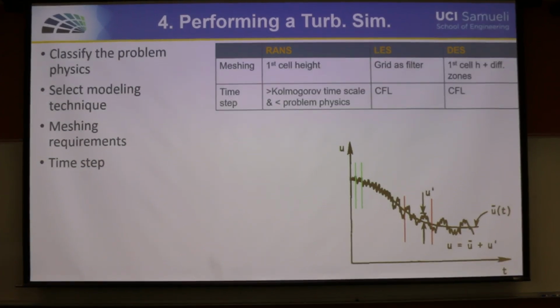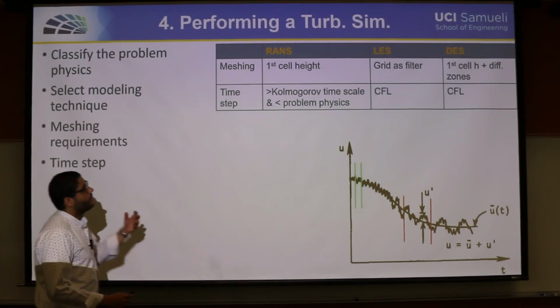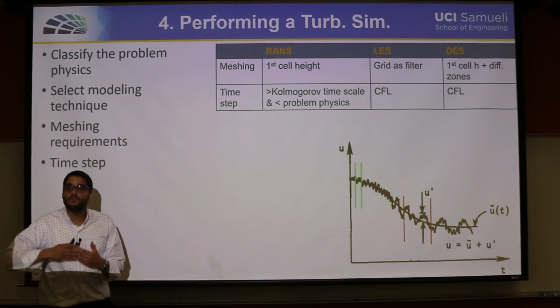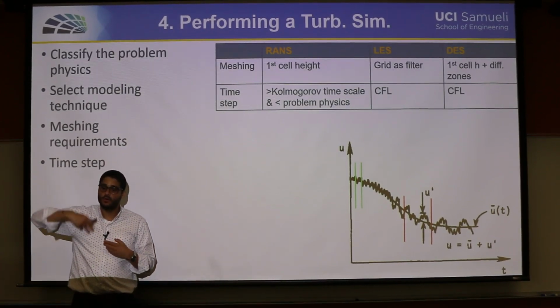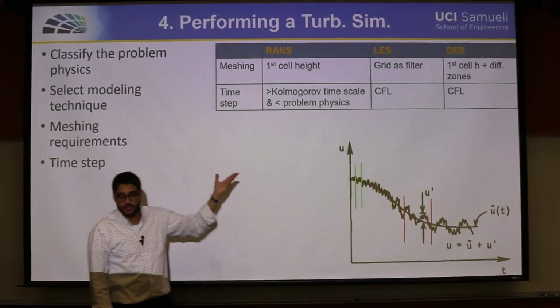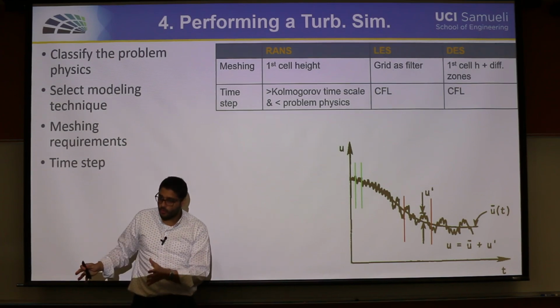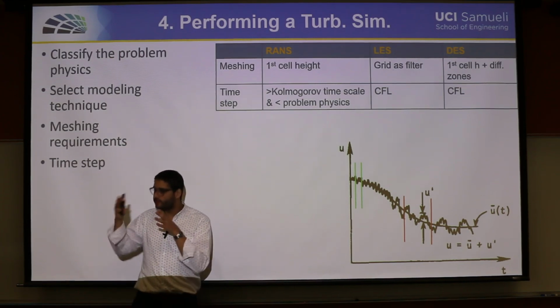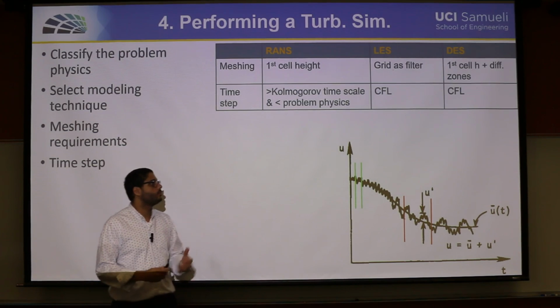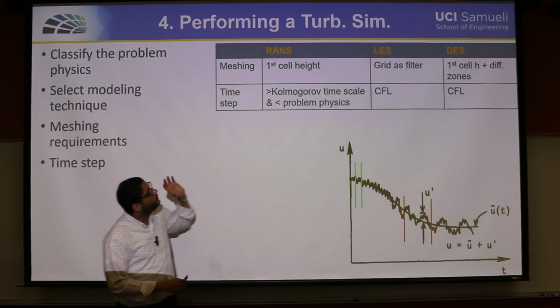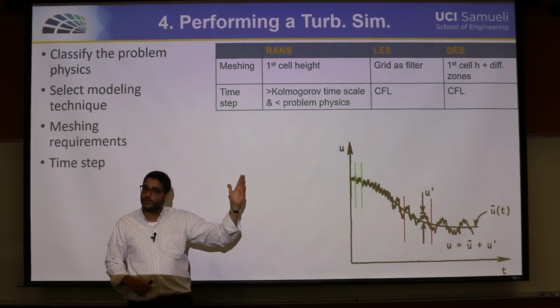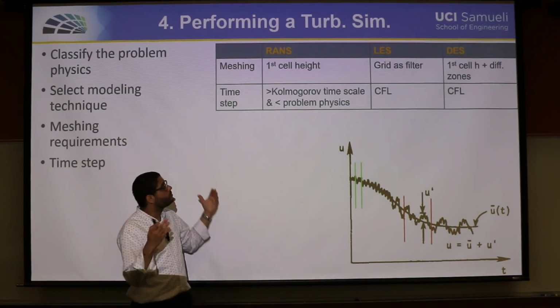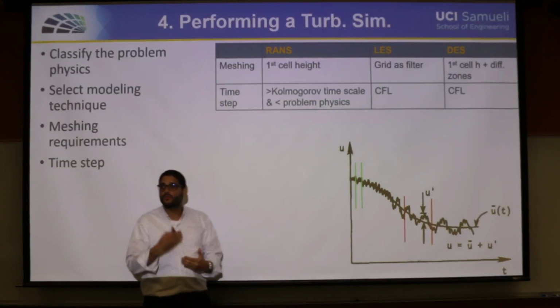The time step for the RANS simulation model must be larger than the Kolmogorov time scale, because there is a Kolmogorov length scale and there is a Kolmogorov time scale as well, but I didn't mention it. I don't want to confuse you. It must be very large compared to the Kolmogorov time scale, but at the same time, it must be very small compared to your problem physics.